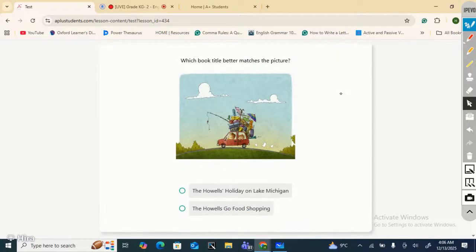Well, if you look at the picture, there is a car and there is a lot of stuff packed on the car, on the roof of the car. There is a fishing rod, some suitcases, and some other things, which seems as if someone is going on a holiday on a lake, because there's a fishing rod as well. So, the book title which better matches the picture is The Howells' Holiday on Lake Michigan.